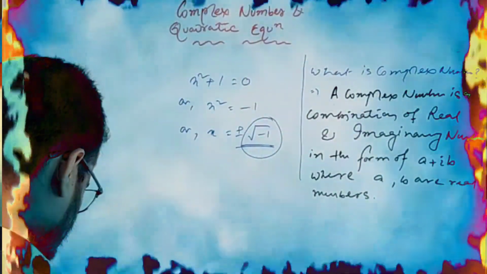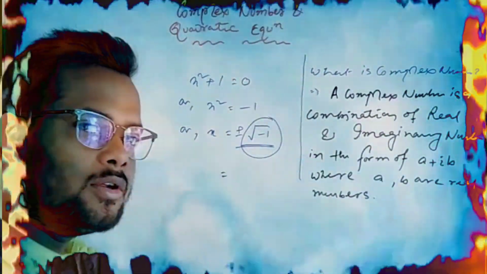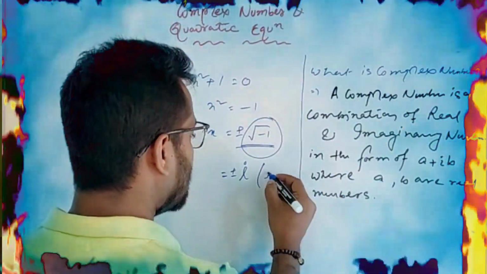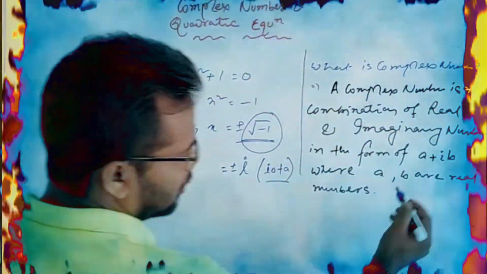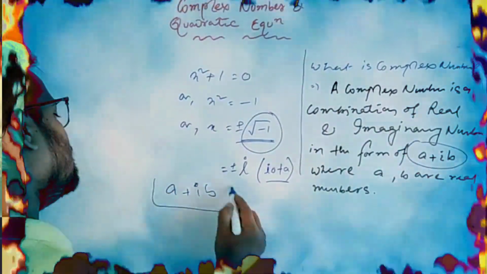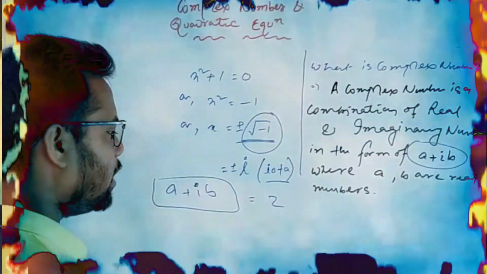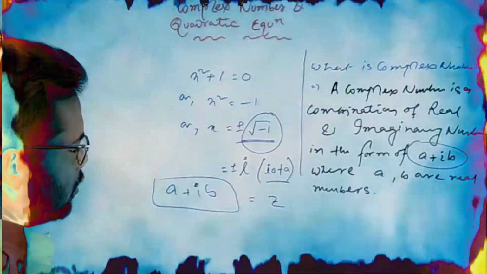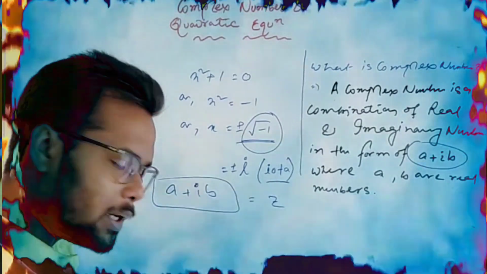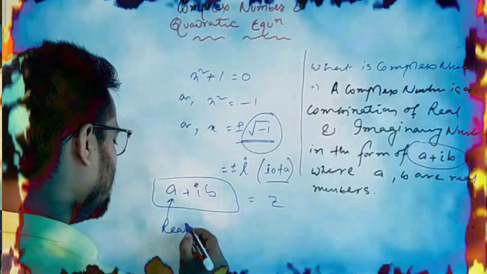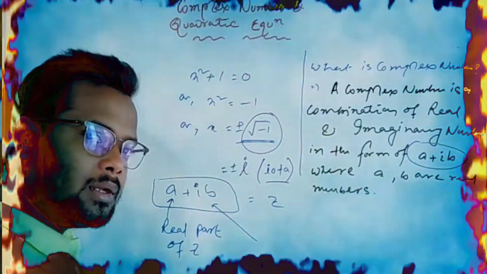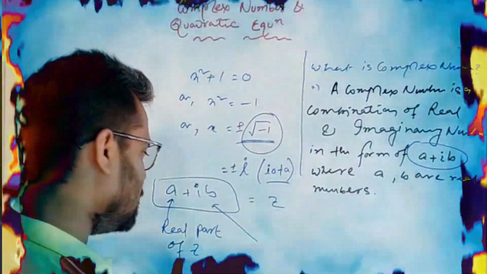Here, just look, root of -1 can be written as i, or this is called iota. Let's find this form. Here, a plus ib is a complex number, and a complex number is denoted by z. Here in z, z means the complex number. Here a is the real part of z, and this part, that means the ib part, is called the imaginary part of the complex number.